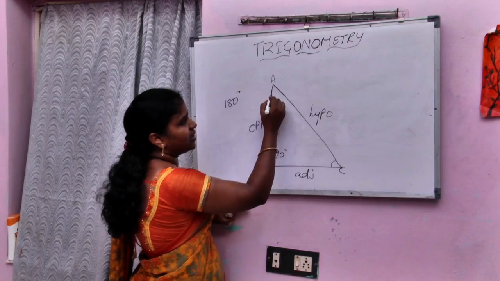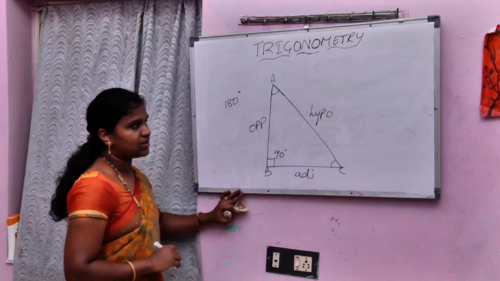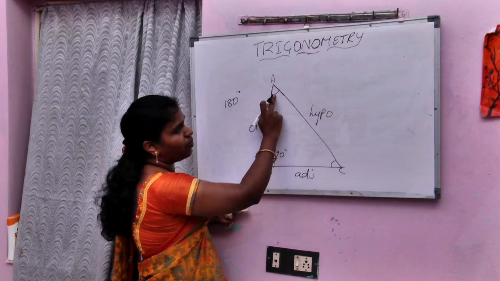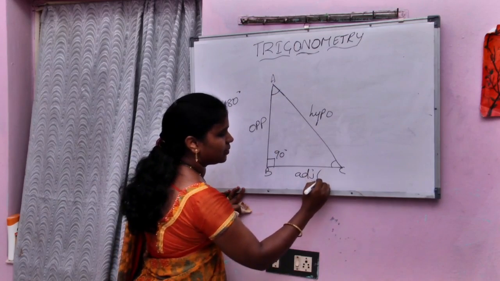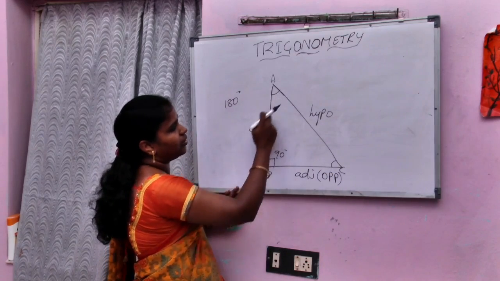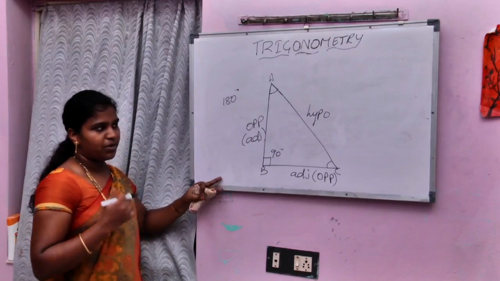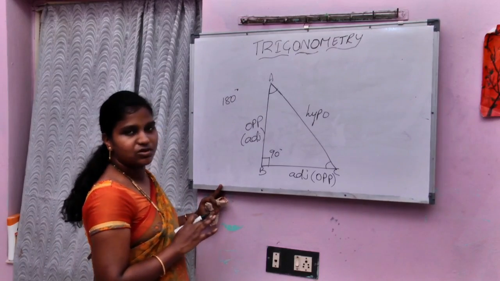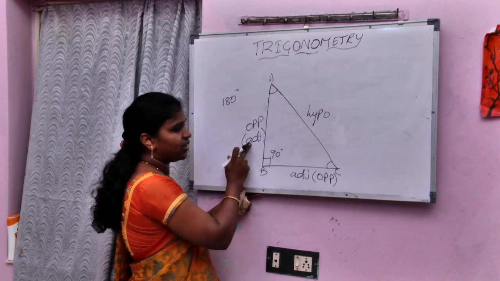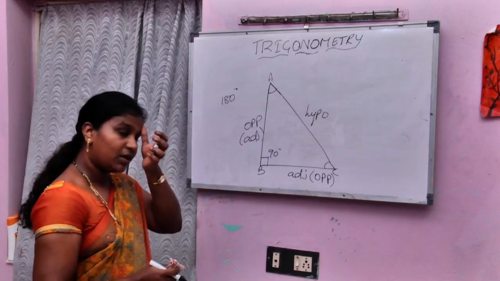Now if I take the acute angle at A, then the adjacent and opposite sides change, because the side opposite to the acute angle is BC. So this becomes the opposite side, and the side adjacent to the acute angle is AB. So this becomes the adjacent side. So based on the acute angle, we have to name the sides of a triangle, and the adjacent and opposite sides change. Now let us know some trigonometric ratios.